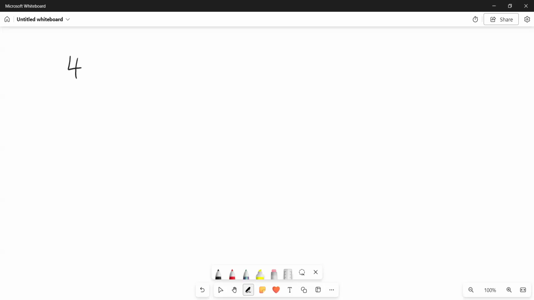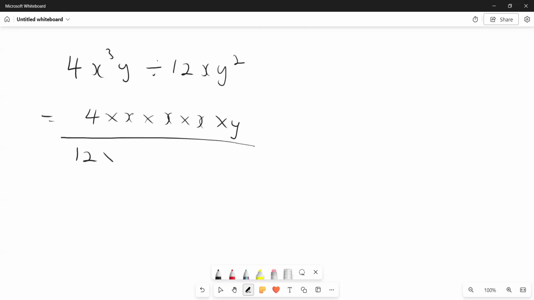Let's go with 4x cubed y divided by 12x y squared. Let's go with that. Right? Write that out, you get 4 by x by x by x by y divided by 12 by x by y by y, right? So 4 1s, 4 3s, this x and this x will go. There are no more x's at the bottom, so you have y and y can go.